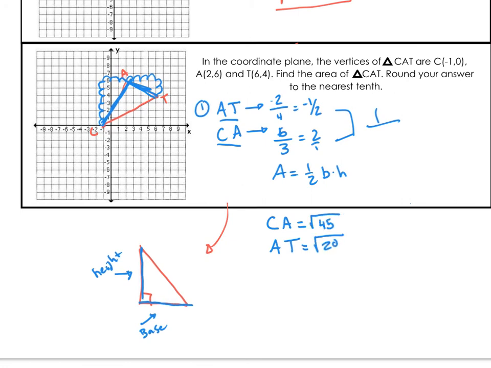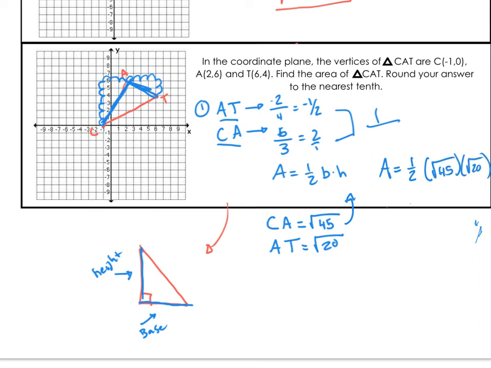All right, so if you've done that correctly, you found out that CA is the square root of 45 and AT is the square root of 20. That's fine. We'll just leave it like that. So now let's plug into our area formula. The area is equal to 1/2 the base. You could choose either one, it won't matter. That's square root 45 or square root 20 times the square root of 20.